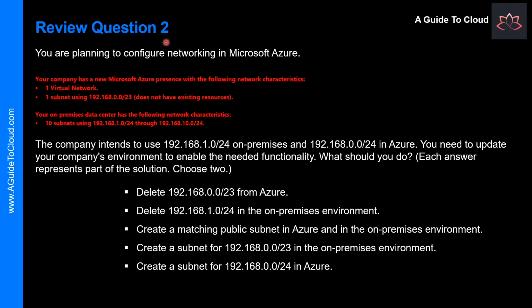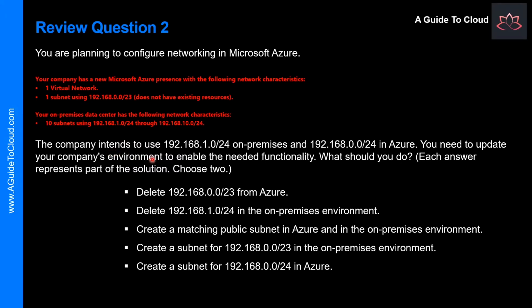Let's look at question number 2. You're planning to configure networking in Microsoft Azure. Your company has a new Microsoft Azure presence with the following network characteristics: one virtual network and one subnet using an IP range, and it does not have any existing resources. Your on-premises data center has the following network characteristics: we have 10 subnets using the same network range.